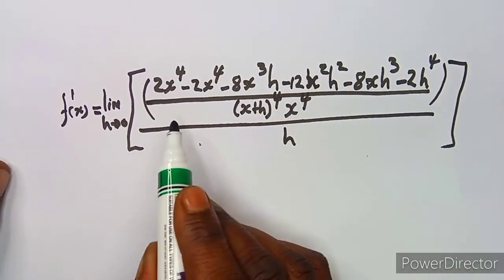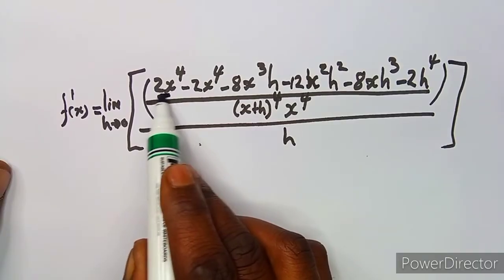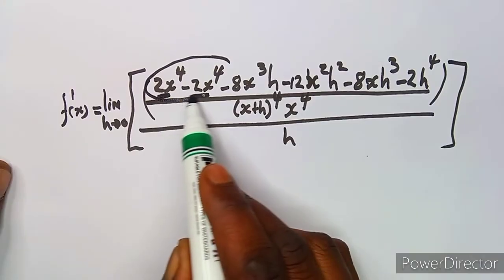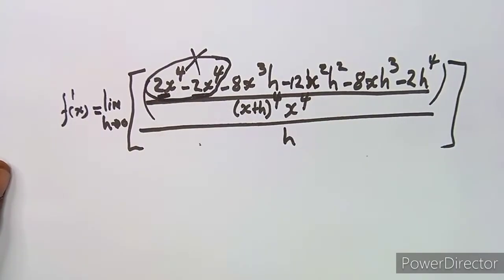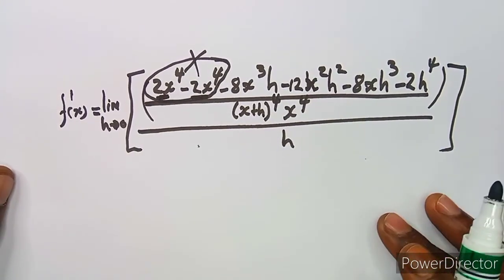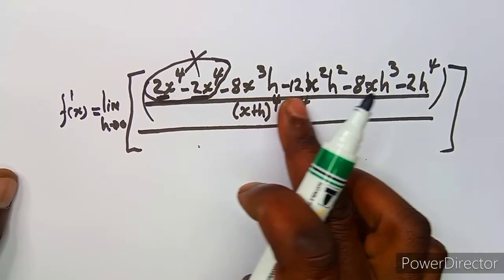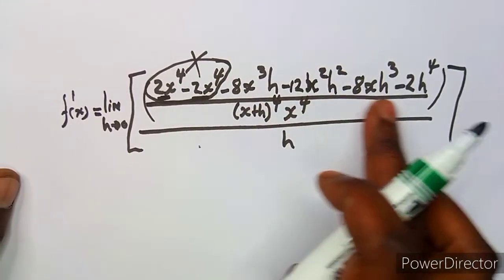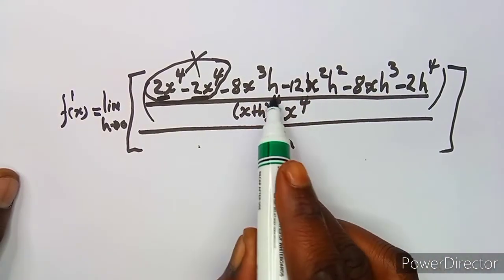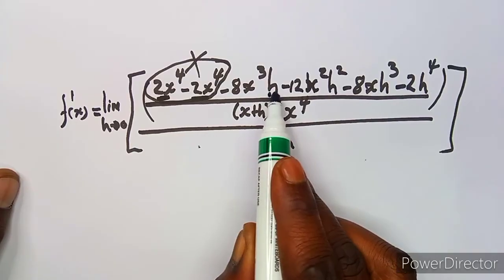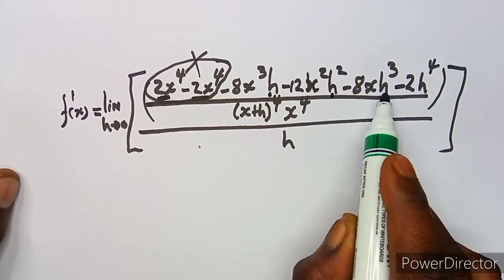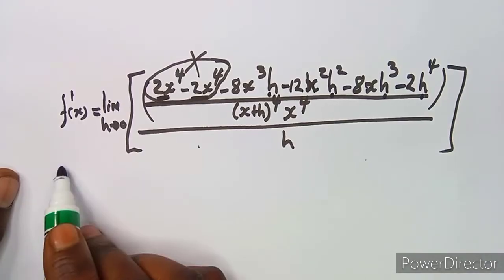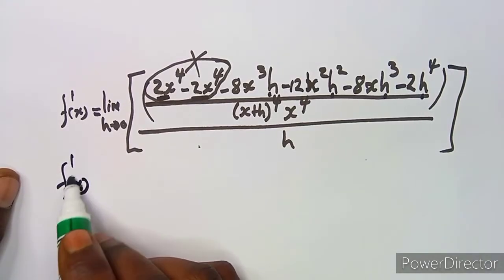As you can see, there are like terms here. 2x to the exponent of 4 minus 2x to the exponent of 4. These two will cancel, so these two are no longer there. All right, do we have any other like terms? As you can see here, we no longer have like terms. Okay, but on the numerator of this fraction, you can see that h is common. There is h here, there is h here, there is h here, there is h here. H is common there, so we are going to factor out that h.